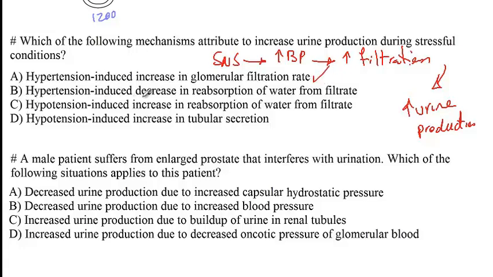Next, hypertension reduction in reabsorption of water. No, hypertension doesn't really affect reabsorption or secretion, so that's not correct. And then hypotension, again, that is incorrect because stressful conditions will cause hypertension, not hypotension. Remember, sympathetic nervous system is fight or flight response. It increases blood pressure, it increases heart rate, it dilates our pupil because this system is preparing us for a stressful condition. We are ready to either fight or flight. So that's why SNS is called fight or flight response.